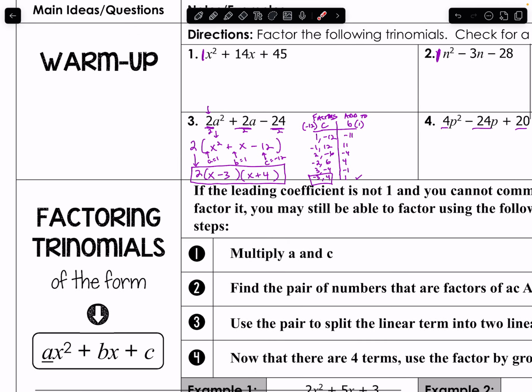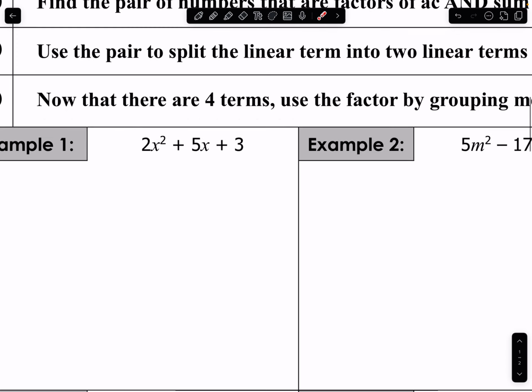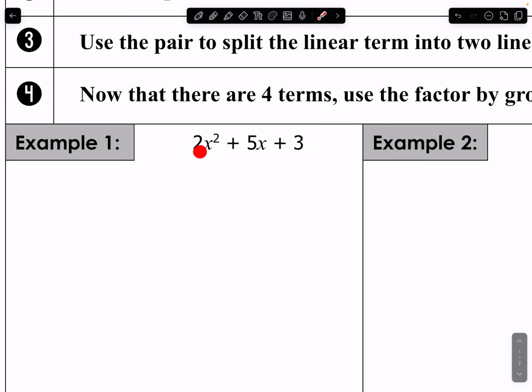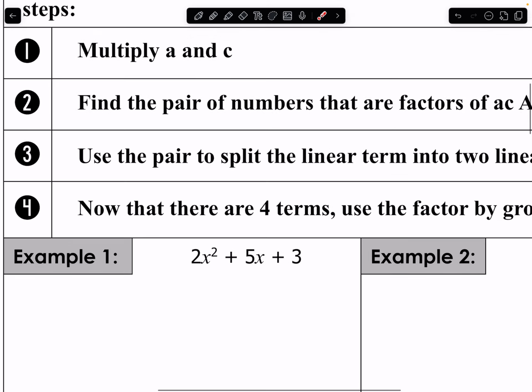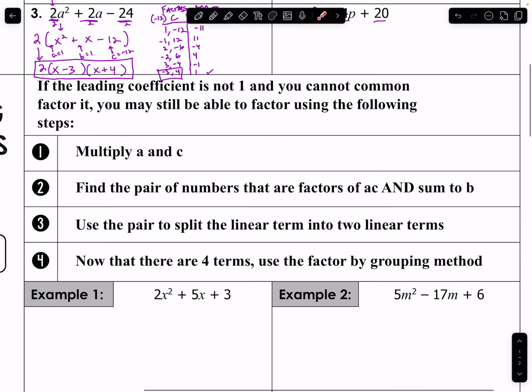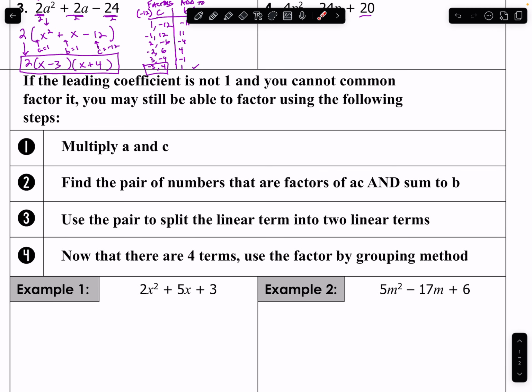Today, we're going to look at what if they don't factor out. Okay, so here's an example we're going to look at today. Here's a trinomial. A is not 1, and 2 does not divide into all of these. So now we have a new method for this, a trinomial where a is bigger than 1. Okay, here are the steps. They're pretty similar. Okay, step 1 is similar.